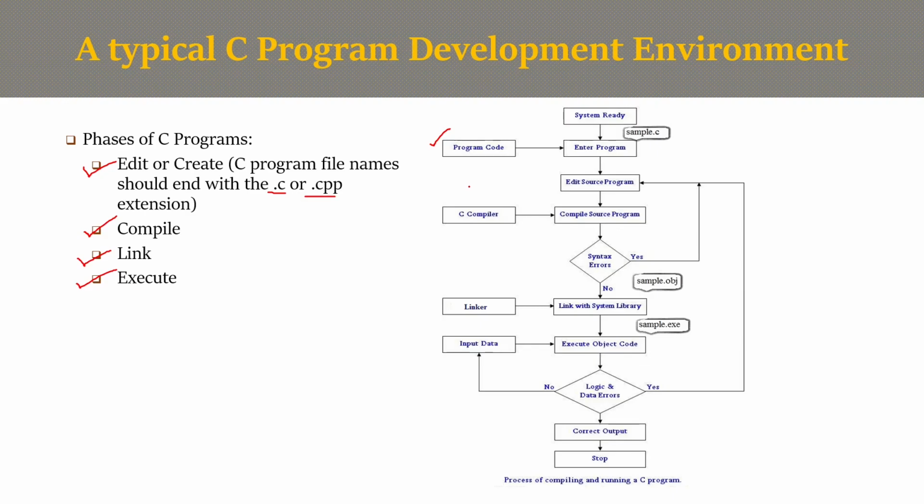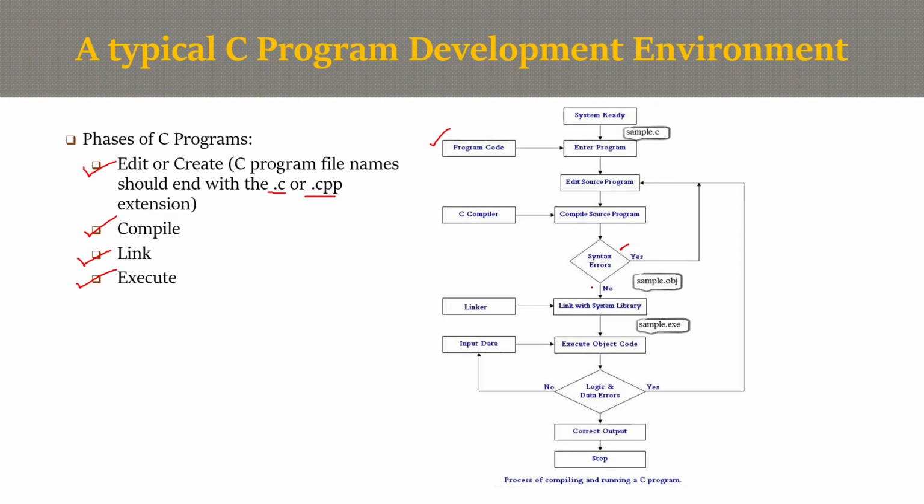Now in compilation, two things can happen. Firstly, there might be some syntax errors. If there is a syntax error, if it's yes, then we have to edit our source program again so that there are no errors. We keep on doing this until there are no errors, until we are here in no. So until there are no errors, we keep on cycling this.